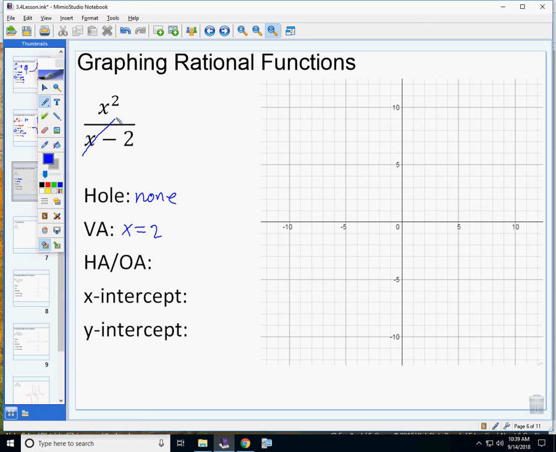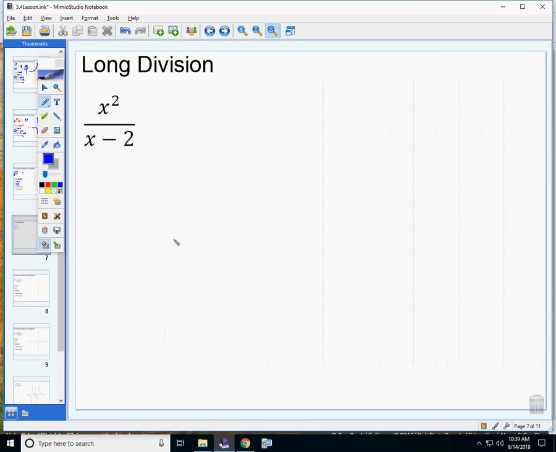Horizontal or oblique, we divide these. x squared divided by x, that is x. Which means it's an oblique asymptote, and we're going to have to find the constant that goes with it using long division. So we have x minus 2 going into x squared. When we divided x squared by x, we got an answer of x. So I'll put that on top, multiply these through. So we've got x squared minus 2x. Don't forget that with long division you have to subtract. And since there are no x's, I'm just going to put 0x up here.